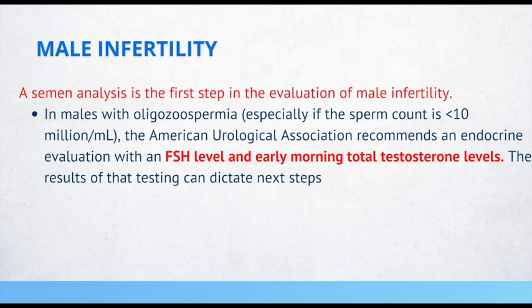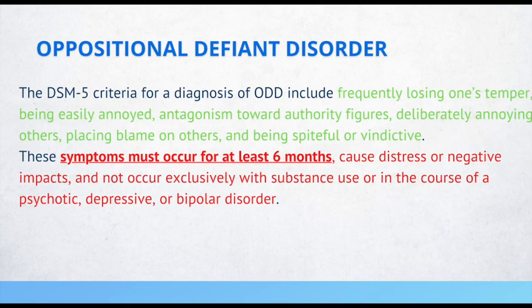Male infertility. A semen analysis is the first step in the evaluation of male infertility. In males with oligozoospermia, especially if the sperm count is less than 10, the American Urological Association recommends an endocrine evaluation with an FSH level and early morning total testosterone levels. The results of that testing can dictate next steps.